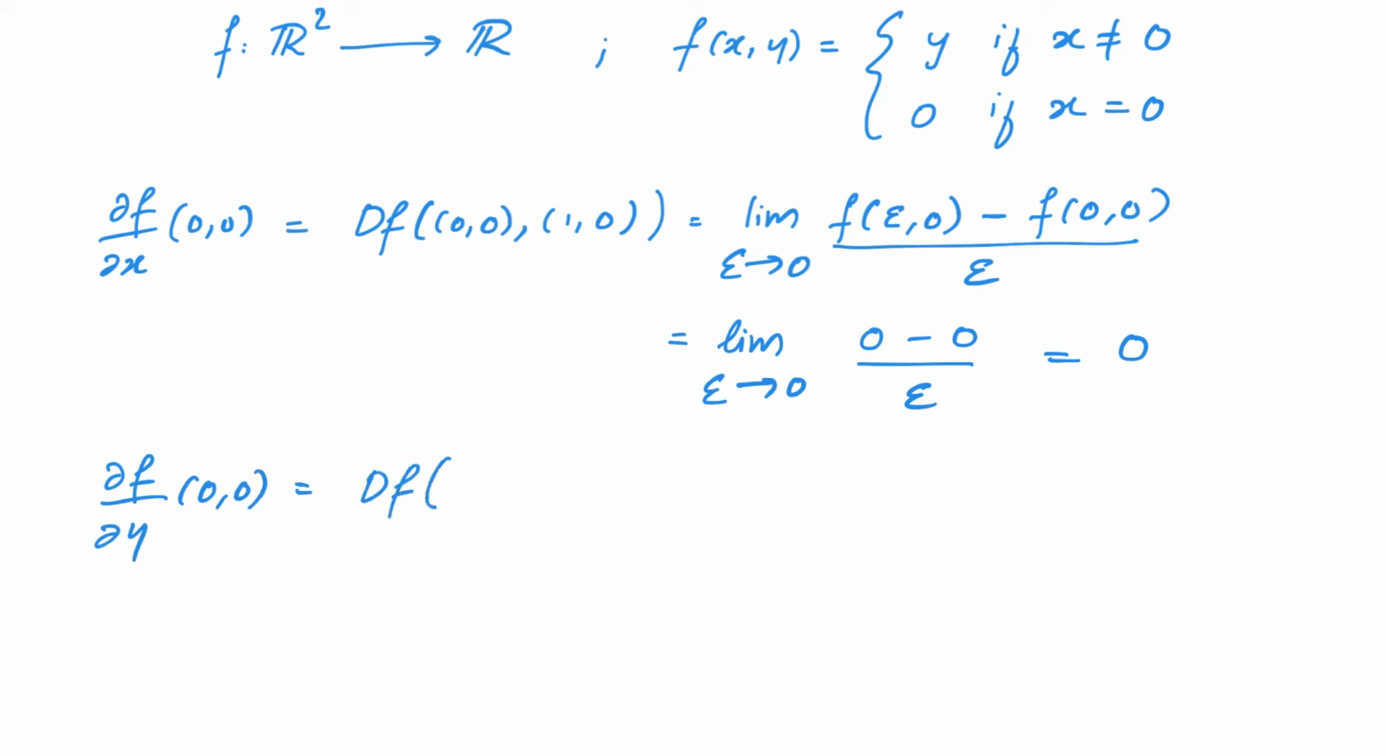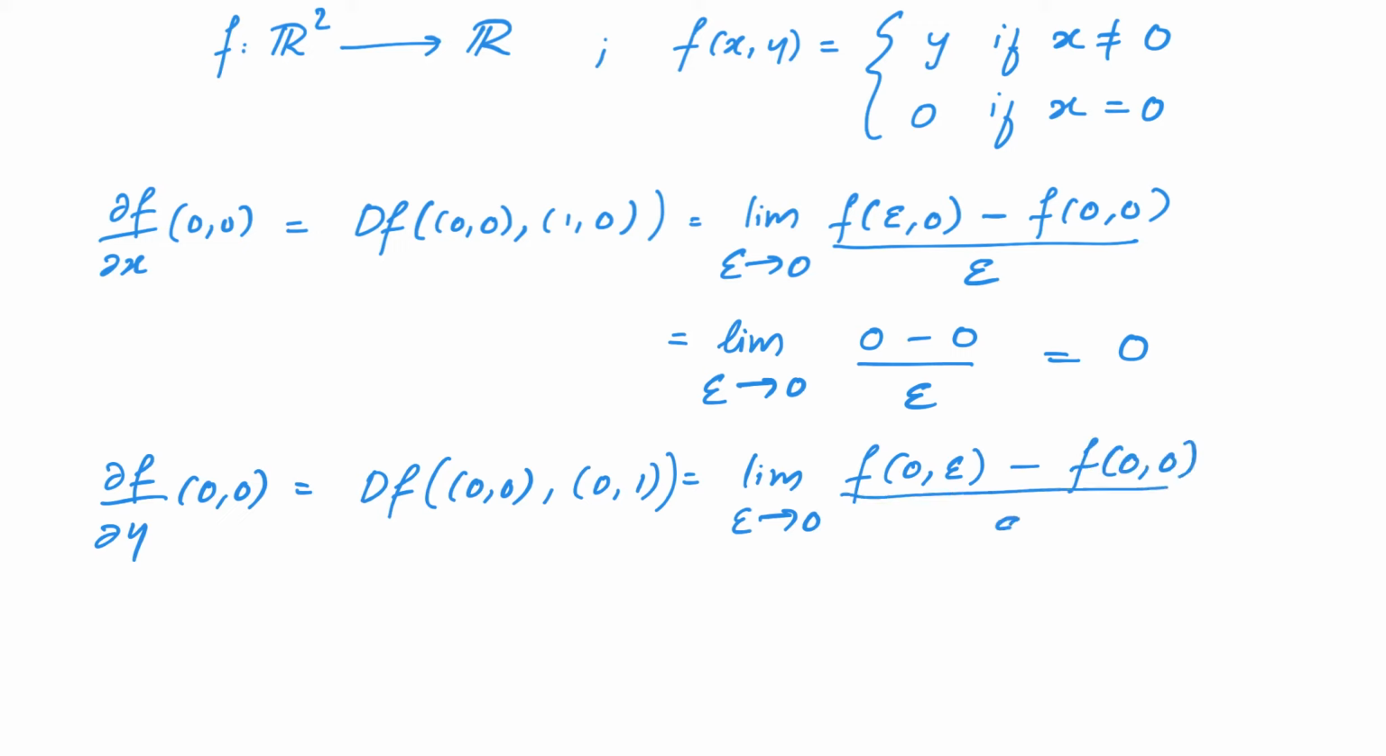Similarly, we can find the partial derivative with respect to y, which is equal to the directional derivative along the direction 0, 1. Now we know that this is equal to the limit as epsilon tends to 0 of f of 0, epsilon minus f of 0, 0 divided by epsilon. As the x coordinate is 0 in both 0, epsilon and 0, 0, both the terms in the numerator are 0. Therefore, the limit is again equal to 0. Thus, both the partial derivatives are equal to 0. That is, the gradient is the vector 0, 0. We will next observe that even though the gradient is 0, 0, some of the directional derivatives are not equal to 0.